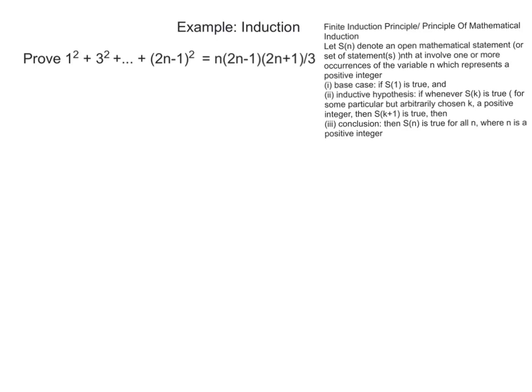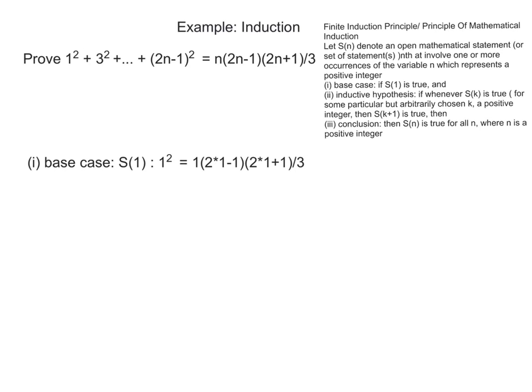So the example we will look at is: prove that 1 squared plus 3 squared plus ... plus some odd number squared is equal to n times 2n minus 1 times 2n plus 1 divided by 3. And here is the principle of mathematical induction just to remind you what's going on. Essentially, if we want to prove this formula, we're going to start with a base case. So we want to show that S of 1 is true.